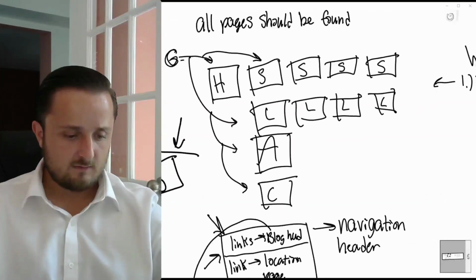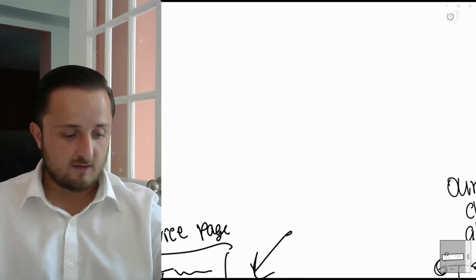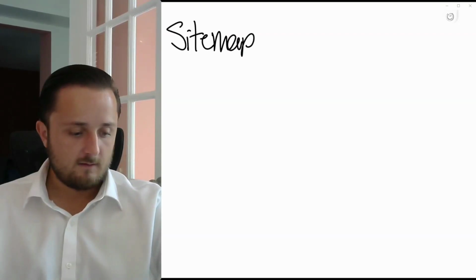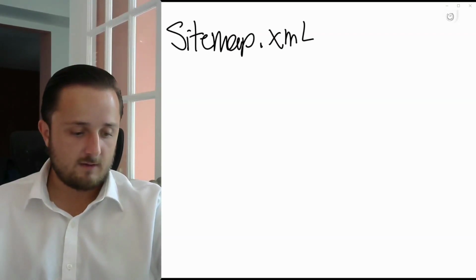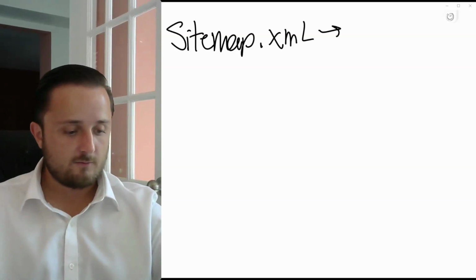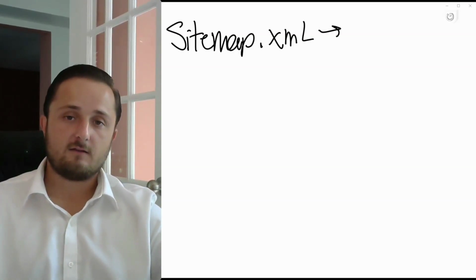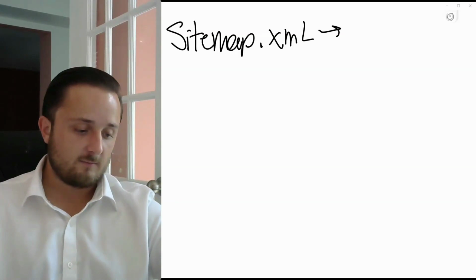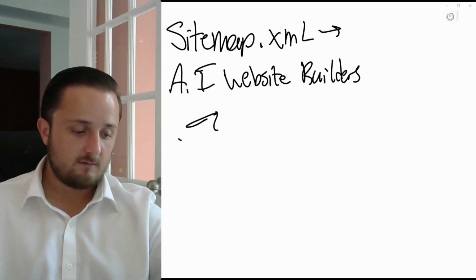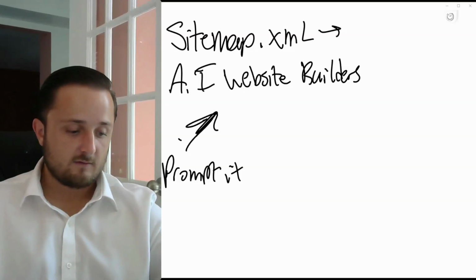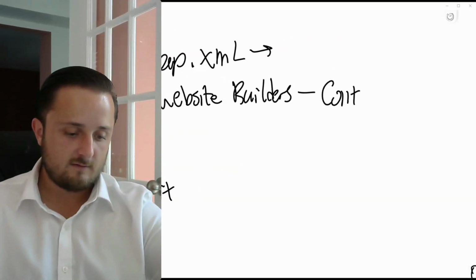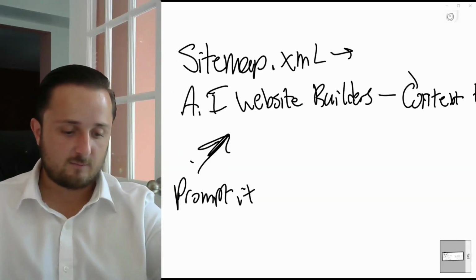Another thing that you can do as well to help with proper internal linking is you can create a sitemap. This is called a sitemap.xml. So if you're using WordPress, it should automatically create one for you. If you're creating your websites with some AI website builders, you may have to prompt it and tell it to create a sitemap, because sometimes these AI website builders may not have the context to know that this has to be updated.